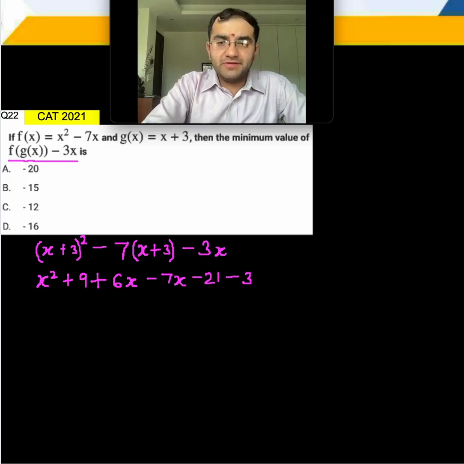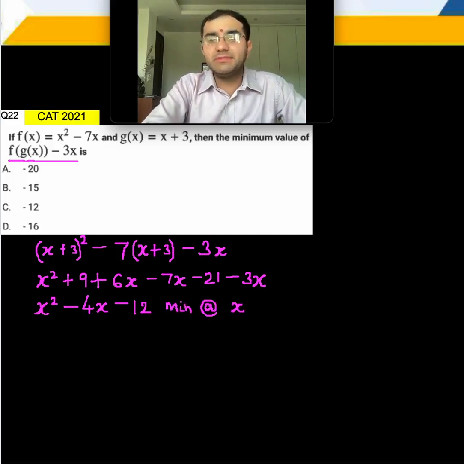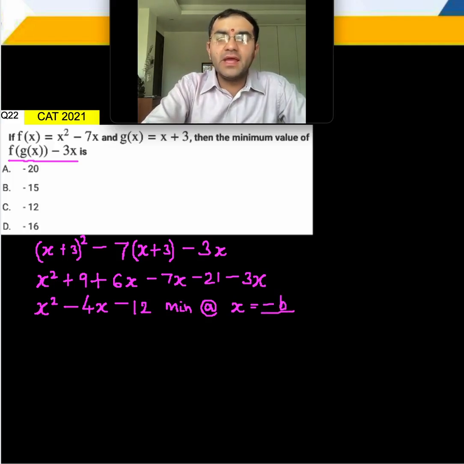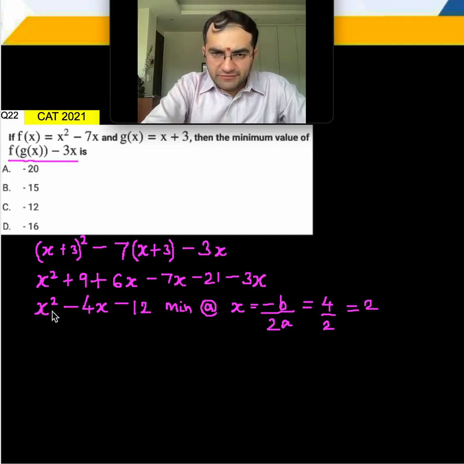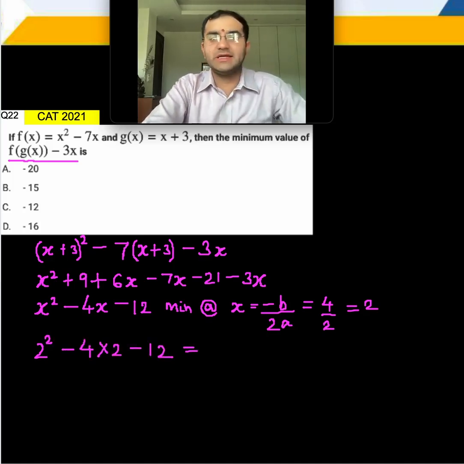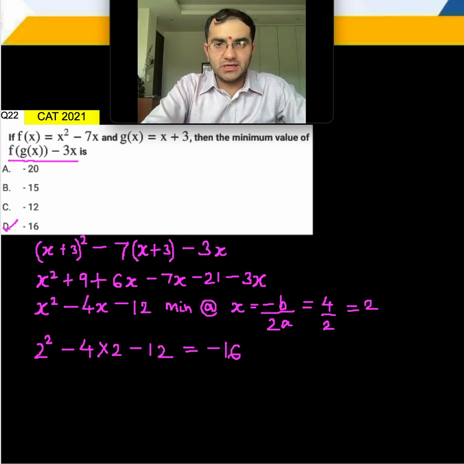And further simplify it. X square minus 10 plus x minus 4x, and then 9 minus 21 is minus 12. This is a quadratic. It will have a minimum value at x equal to minus b by 2a, something we are already aware of. For this quadratic, it becomes minus of minus 4 upon 2, which is 2. ये यहाँ पे 2 हो गया, and just put this 2 for x and get your answer. You are done. So 2 square minus 4 into 2 minus 12 is minus 16. D part is your answer, and that is question number 22.